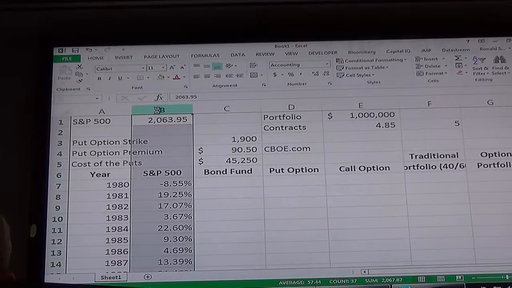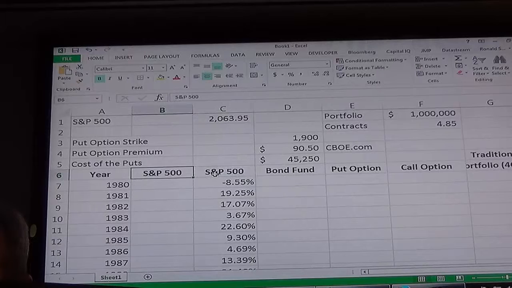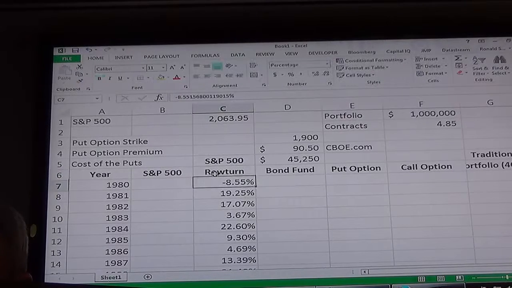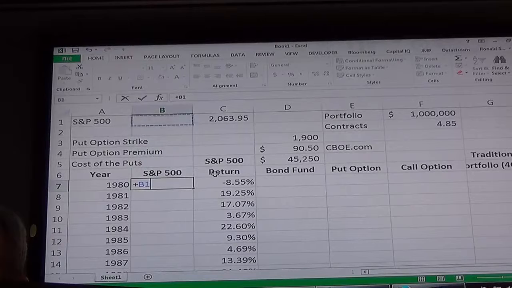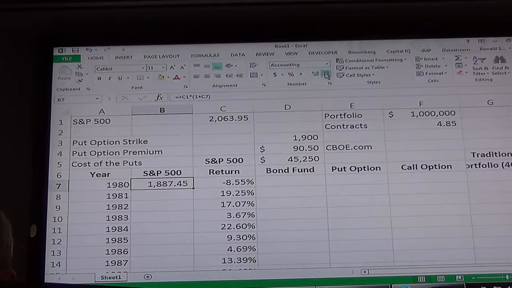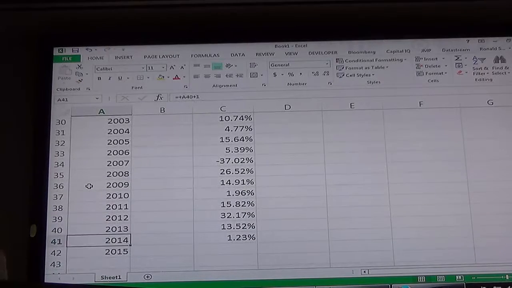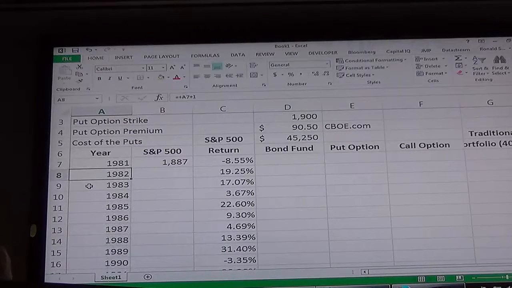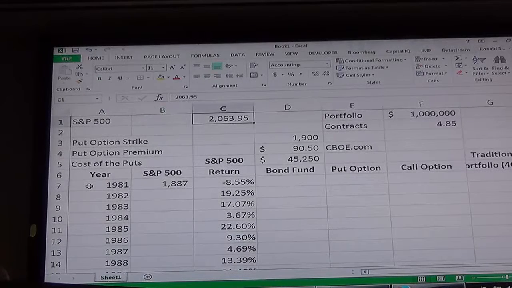I'm going to put a column in here just for information purposes. This is the S&P 500 return. This is the actual S&P 500. If the S&P 500 is at 2063 and it falls 1.85%, where's the S&P 500 at the end of the year? It would be 1887. That makes sense? So this year in 1980, this is actually 1981, isn't it? Yeah, so I'm off 181. So 1981, if the market started at 2063.95 and it fell 8.55%, then the market would be down to 1887.